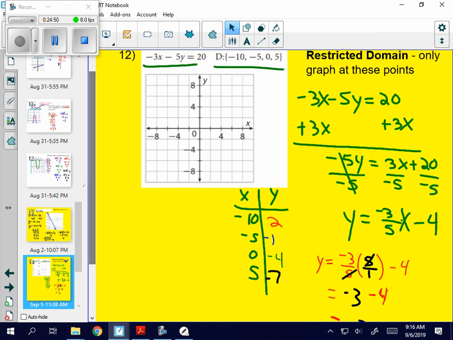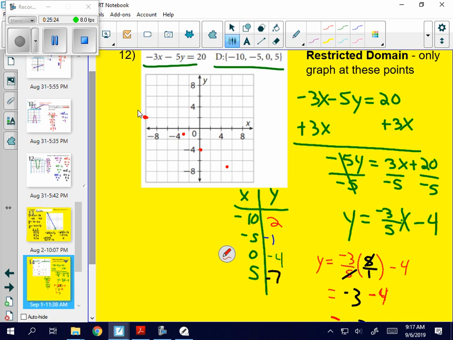When x is negative 10, and will that fit on our graph? Yeah, it does. When x is negative 10, y is 2. When x is negative 5, y is negative 1, and we kind of have to put that one in the middle there. When x is 0, y is negative 4. And when x is 5, y is negative 7. All right, if those line up, then we've done something right.